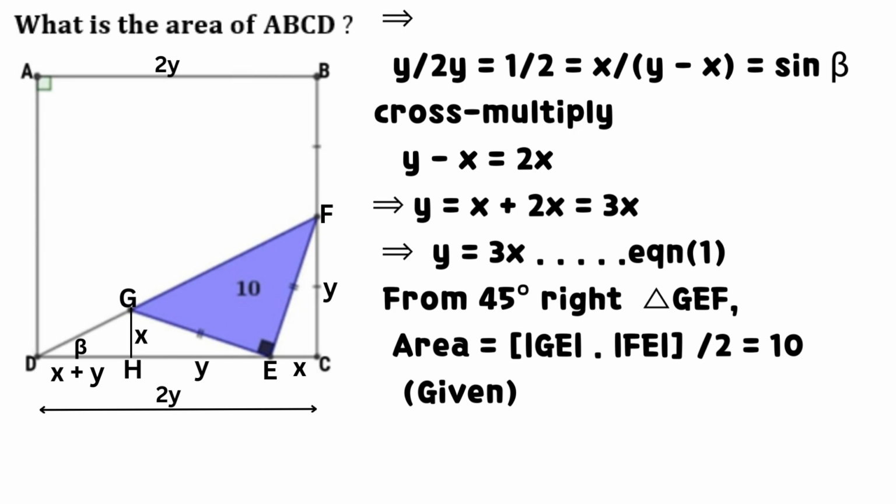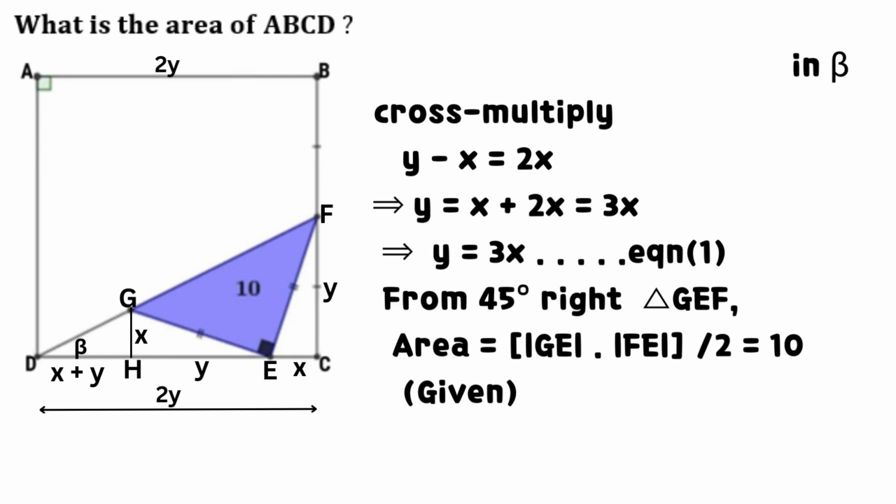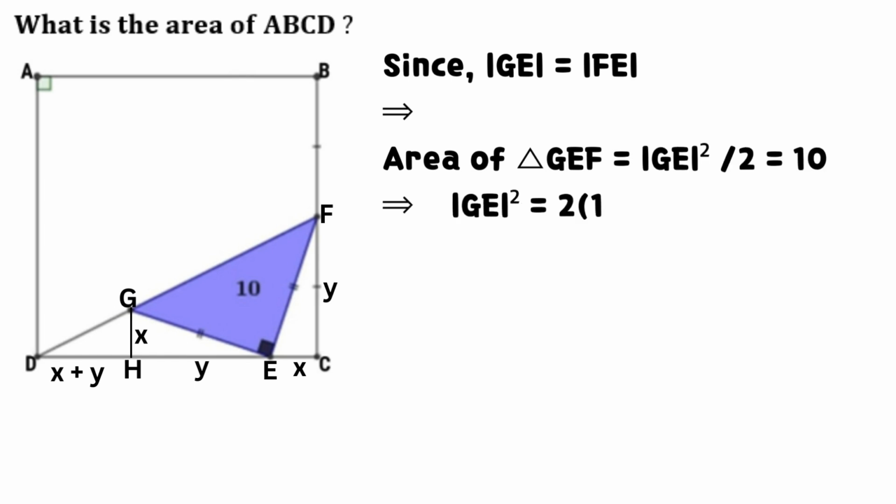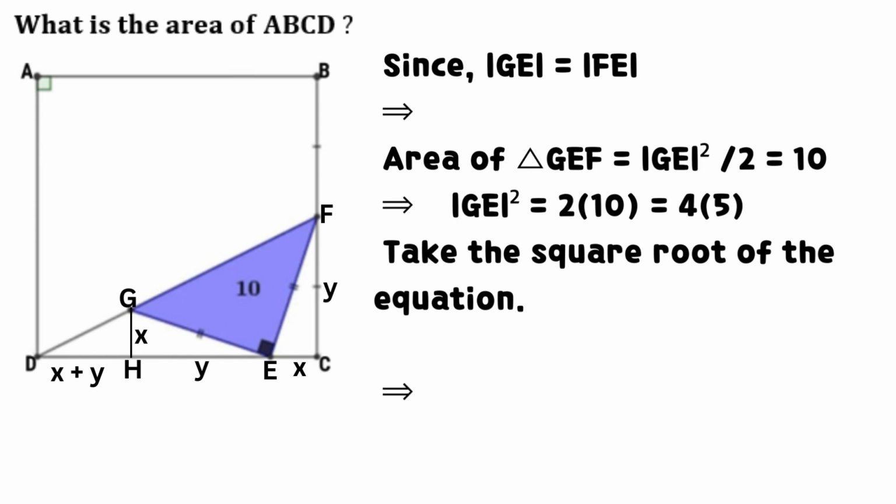From the 45 degree right triangle GEF, the area equals the product of line GE and line FE, all divided by 2, which equals 10. Since GE equals FE, the area of triangle GEF equals the square of GE divided by 2, which equals 10. Cross multiply and we have that GE squared equals 4 times 5. Take the square root of the equation. We have that GE equals 2 times the square root of 5.